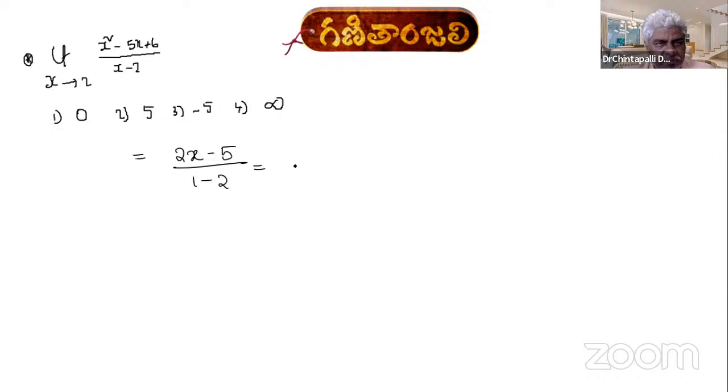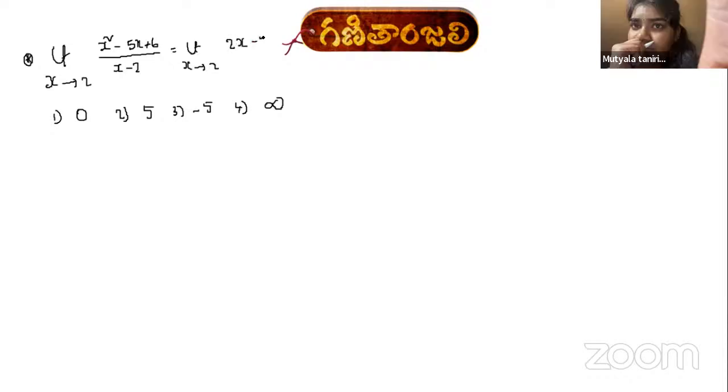See, limit x tends to 2. Derivative of numerator is 2x minus 5, by derivative of denominator. Derivative of x is 1. 1 minus derivative of 2 is 0, sir. 0. That's why the denominator is 1 only. Then it's going to be 2 times 2 minus 5 by 1.